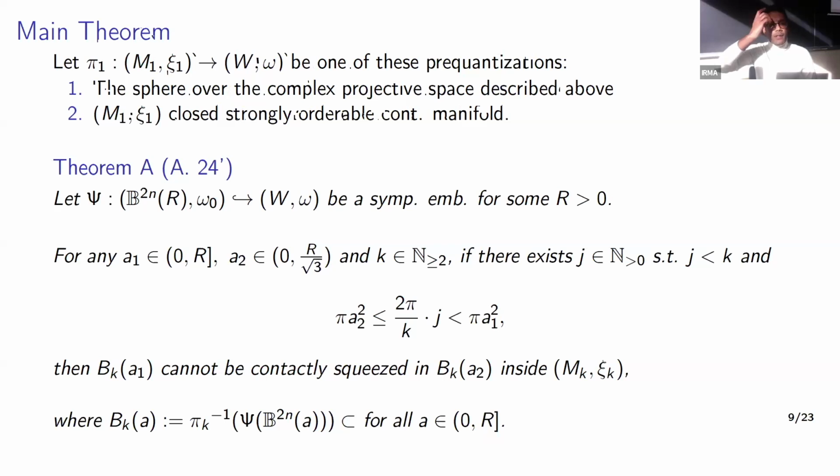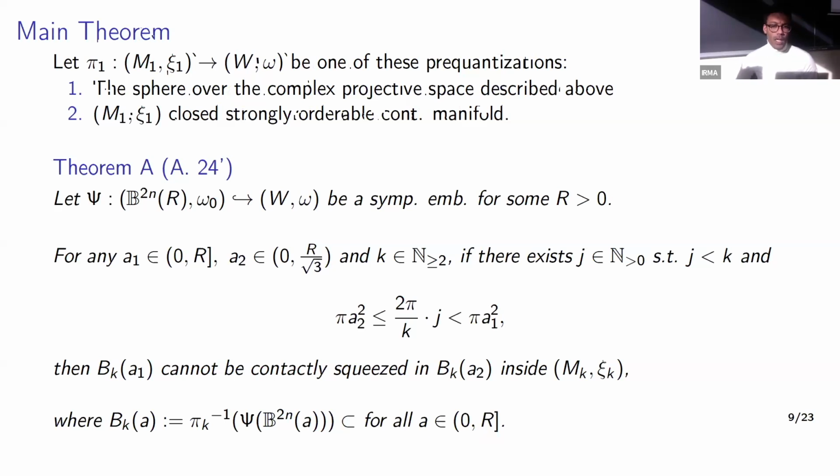Maybe some remarks about the hypotheses, before stating some examples of strongly orderable contact manifolds. The fact that A2 has to be small with respect to R, this 1 over square root of 3 can be a bit better than that, but for the moment I cannot. It's just that I need enough room to displace the contact ball A2 inside the contact ball of radius big R. So this is why I need A2 to be not too big with respect to big R.